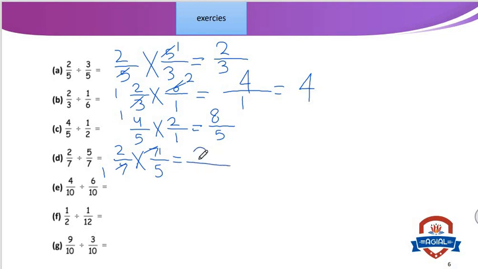2 by 1 equals 2, and 1 by 5 equals 5. So the result will be 2 over 5 in the simplest form.